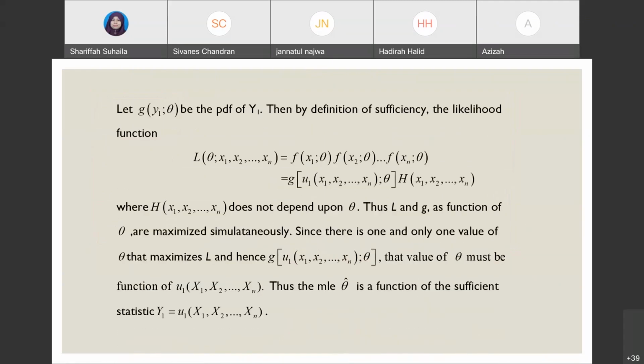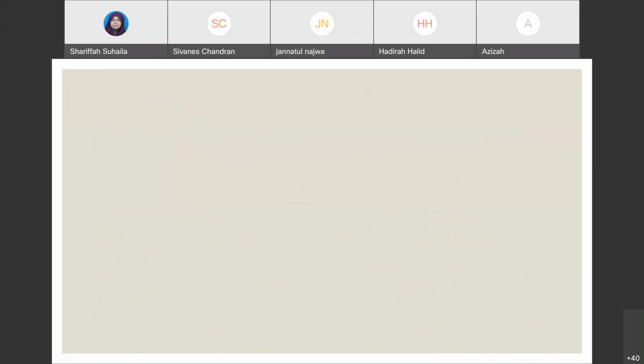So we have the likelihood function. You already have the joint PDF, f(x1; theta), f(x2; theta), up to f(xn; theta). We split it into two parts. The first part is the G function, a function of the random sample and the parameter theta. The other part does not depend upon theta. So L and G as functions of theta are maximized simultaneously. Since there is one and only one value of theta that maximizes the likelihood function and also the function G, the value of theta must be a function of the sufficient statistic. That's why we conclude that the MLE is a function of the sufficient statistic y1. We already have this for the MLE for the Poisson distribution.